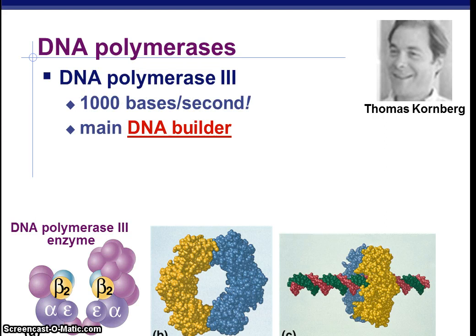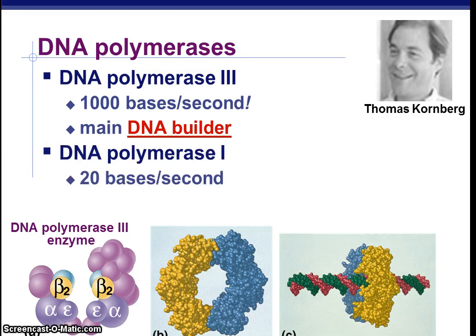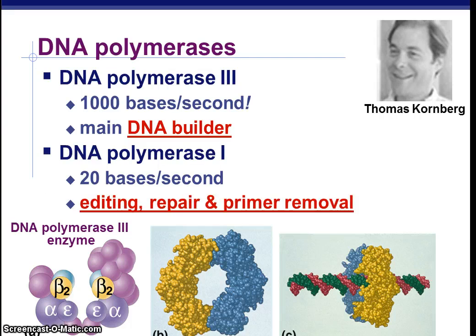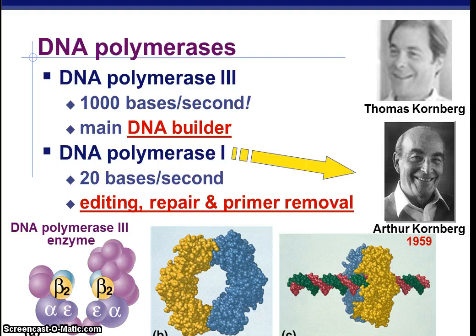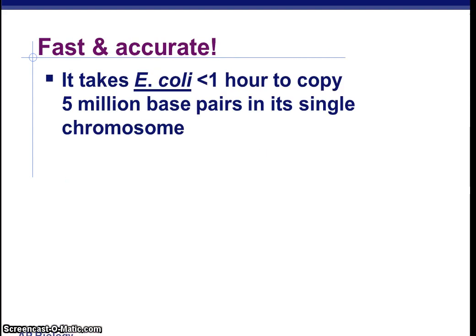Polymerase 3 can get 1,000 bases per second. So this is our main builder, whereas polymerase 1 does 20 bases per second. It's not a very fast process. It's good for editing, repair, and that primer removal. E. coli can take about 1 hour to copy. That's 5 million base pairs in a single chromosome.